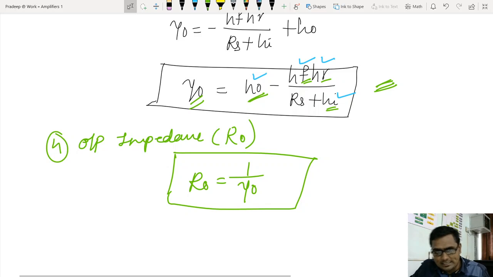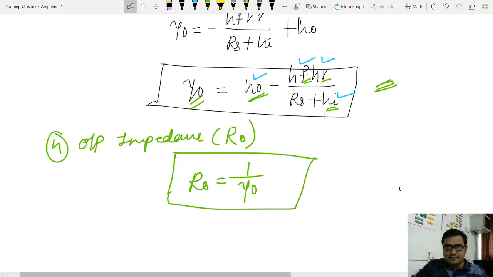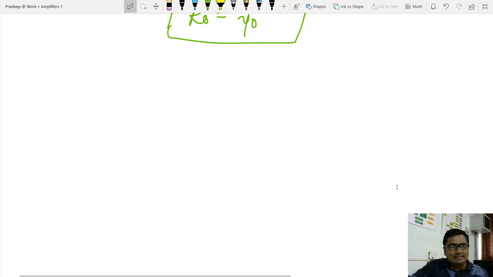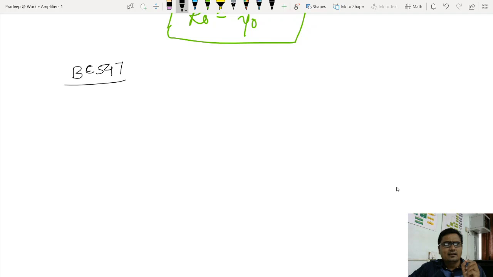Because you go to the lab and take one transistor. Take one general purpose, black body transistor, BC547, a general purpose, easily available transistor in our lab. And one thing we know is that for a practical transistor, I can measure its HFE, that is beta, with the help of a multimeter.